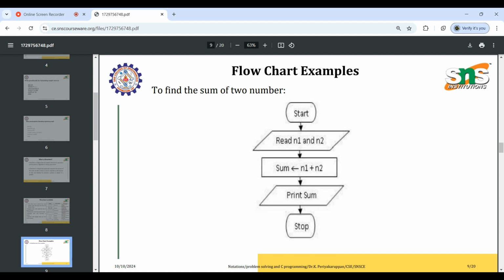Flowchart example to find the sum of two numbers. We have start and stop in the oval shape, and we have the input in the parallelogram, read n1 and n2, print sum. The output function is also mentioned in the parallelogram. The process sum, which computes n1 plus n2, is in the rectangle.